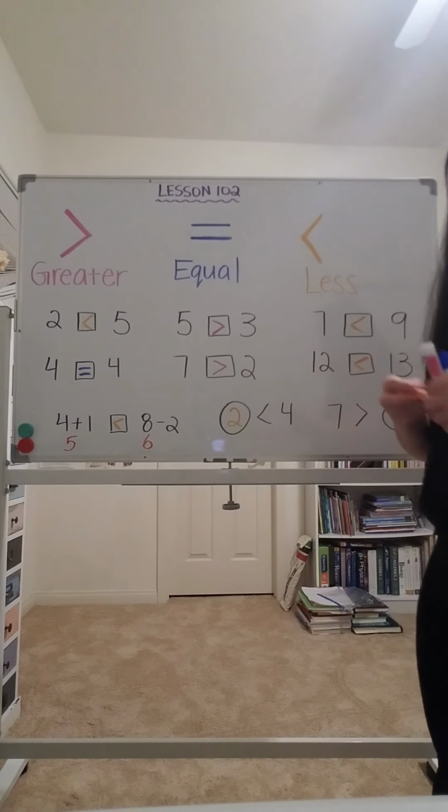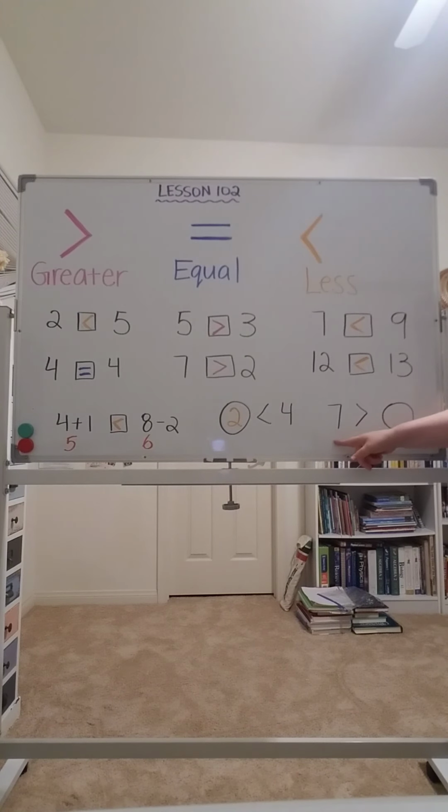Okay. And our last problem is 7 is greater than some number here. Well, it can be any number. 7 is greater than what? Well, it can't be any number. But what is 7 greater than? Let's put down 5. 7 is definitely greater than 5. Okay?